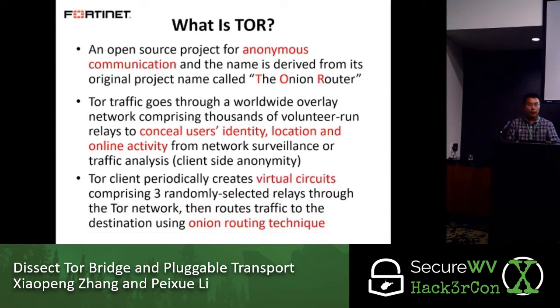The Tor client periodically creates virtual circuits which comprise 3 randomly selected relays through the Tor network. Then it routes traffic to the destination using the onion routing technique.